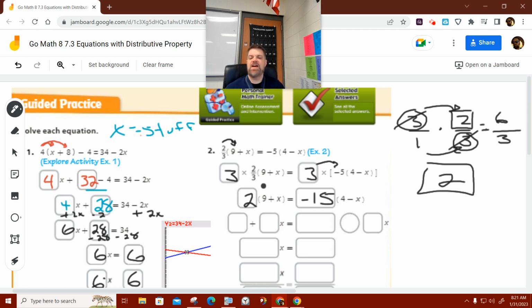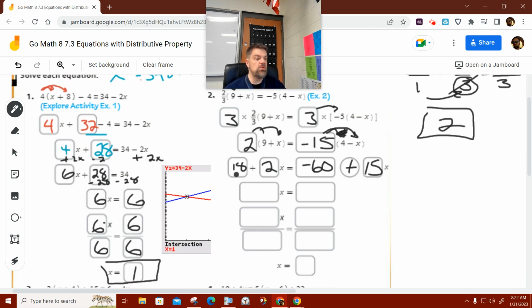Now what's cool about that is now I don't have to deal with any fractions. Okay? So now what's 2 times 9? 18. What is 2 times positive x? Positive 2x. What's negative 15 times 4? Yeah, negative 60. My arrow is not cooperating. Negative 60. And then what's negative 15 times negative x? Positive 15x. Okay? And so now we're going to start combining like terms.